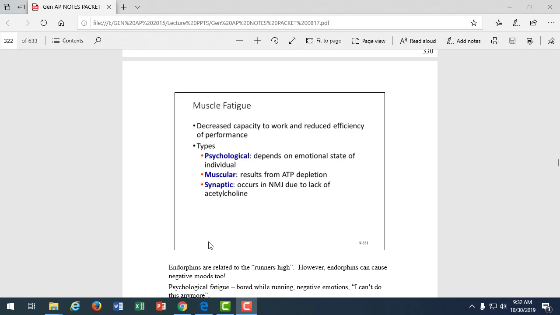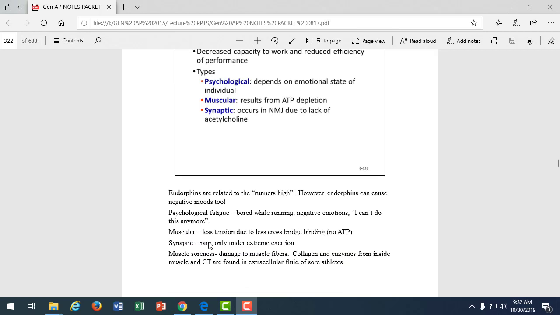Muscular fatigue results from ATP depletion, and that's going to happen after a while. Lactic acid is building up, and if you're not getting enough oxygen in because you're just not as in shape as the person who's been exercising and training, you're going to have that muscular fatigue. But synaptic fatigue is when you run out of acetylcholine. That's not as common. So not having that flow of neurotransmitter across the neuromuscular junction is not as common. It's more common to have muscular fatigue for people that aren't trained.